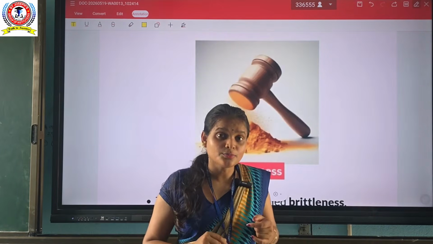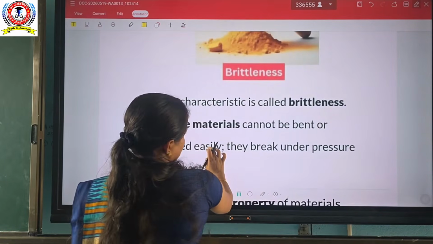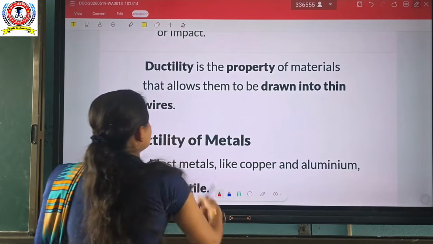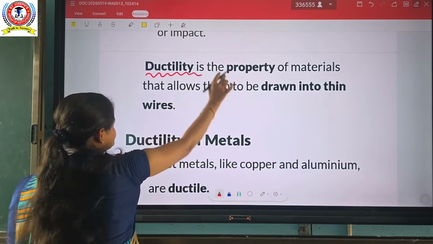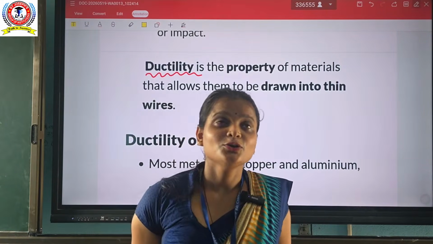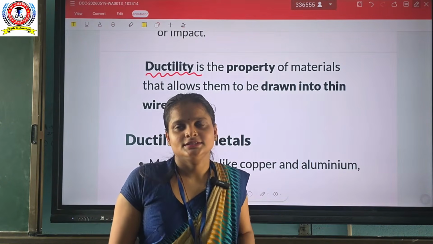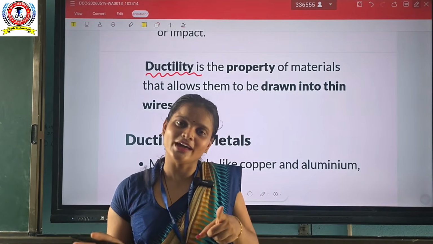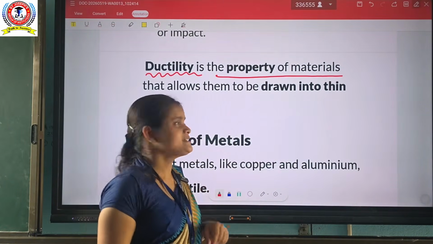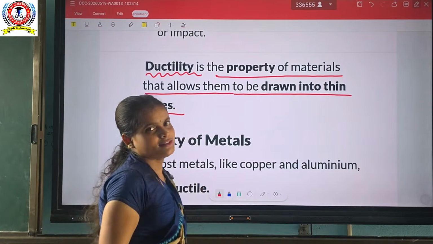Next we go to another property. Okay. The next property is ductility. What is the meaning of that? What do you mean by ductility? It is also another property of materials: they can be drawn into thin wire. It is the property of materials that allows them to be drawn into thin wire. I'll show you.